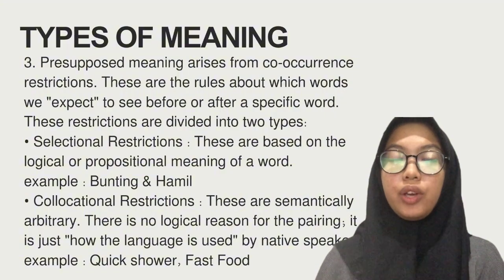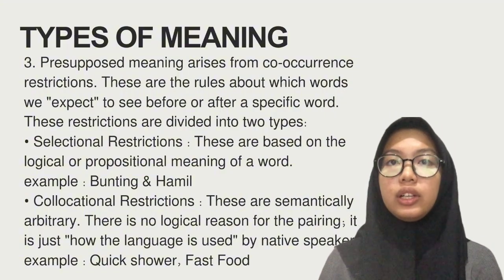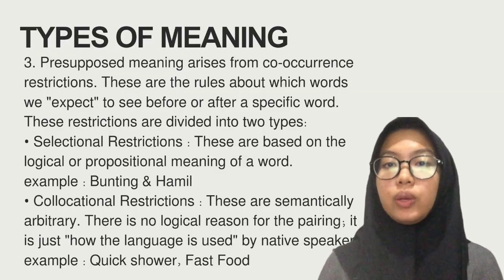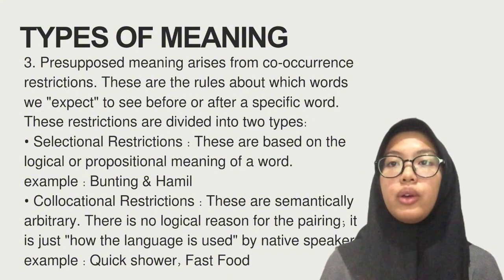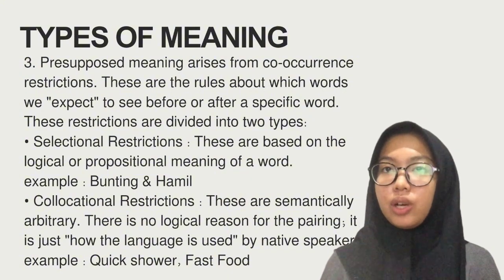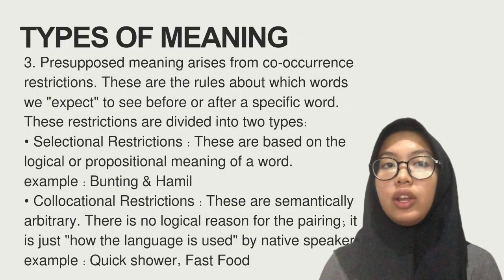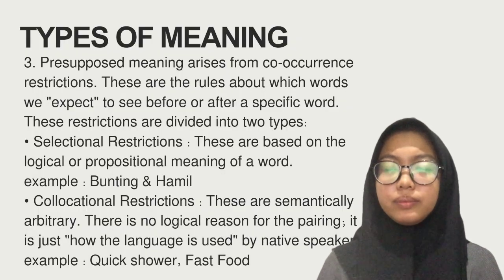The second type is collocational restriction. These are semantically arbitrary. There is no logical reason for the pairing, it is just how the language is used by native speakers. For example, we say fast food, but we say quick shower. Even though fast and quick have similar meanings, they are used in different word combinations, so we cannot say quick food or fast shower.